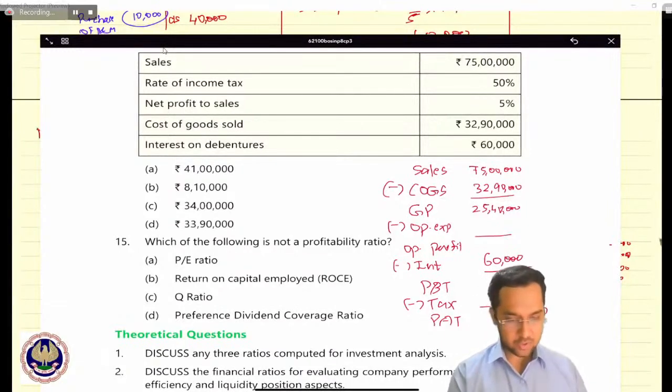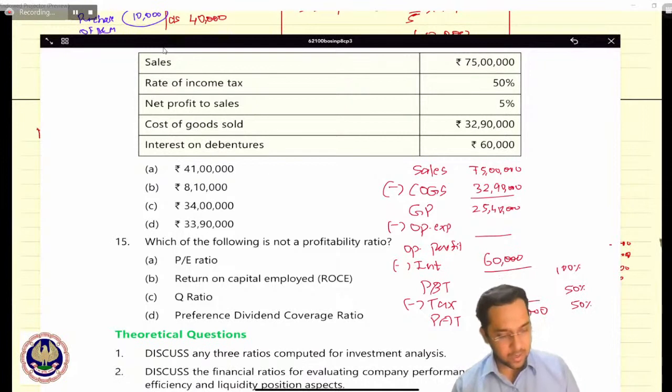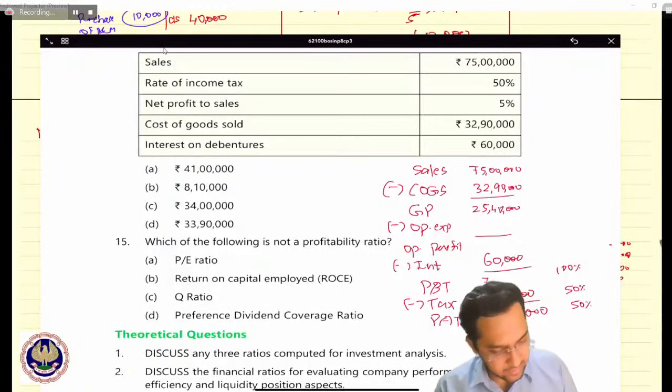Tax rate is given to us as 50%. So profit before tax is 100%, tax is 50% and PAT is 50%. Definitely tax is going to be 3,75,000 and profit before tax will be 7,50,000.